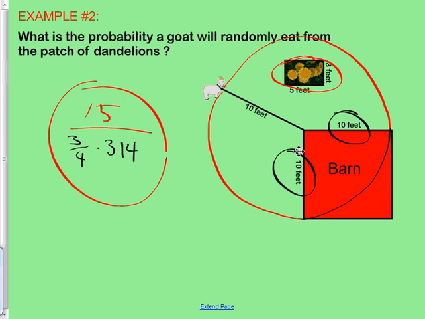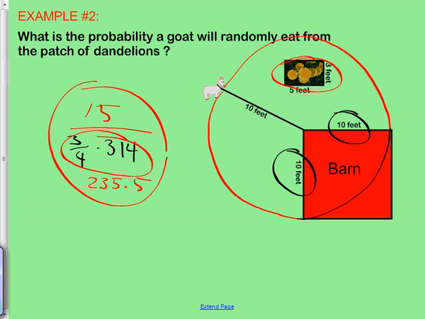I'm going to pause while I go look at my answer. All right, so this one came out to 0.064, after we took 15 divided by 235.5. That was the part of the circle that the goat could actually walk on: 3/4 of the circle.